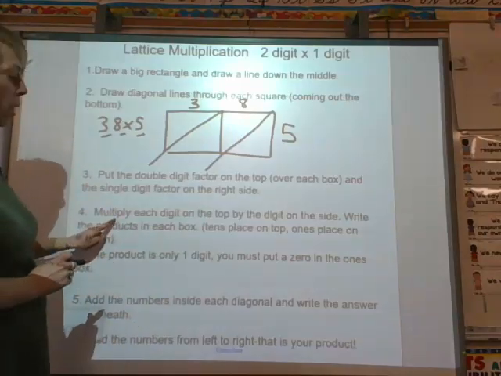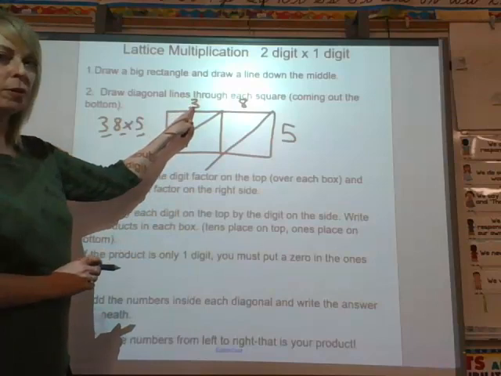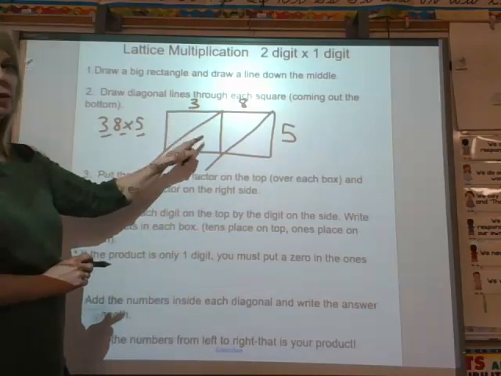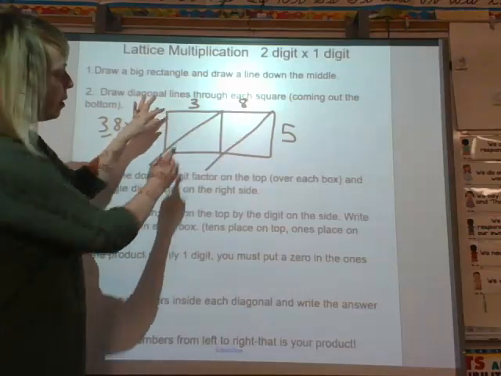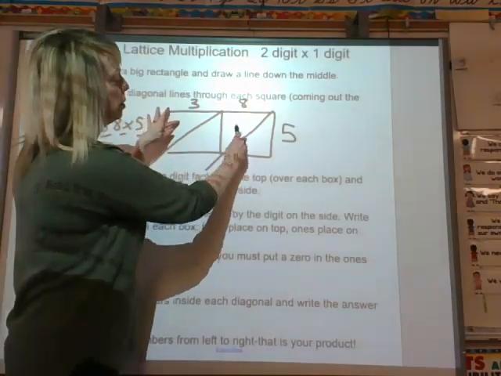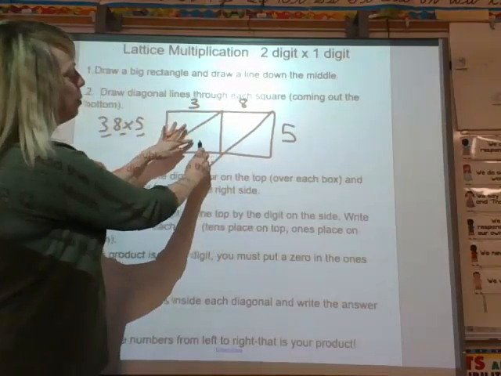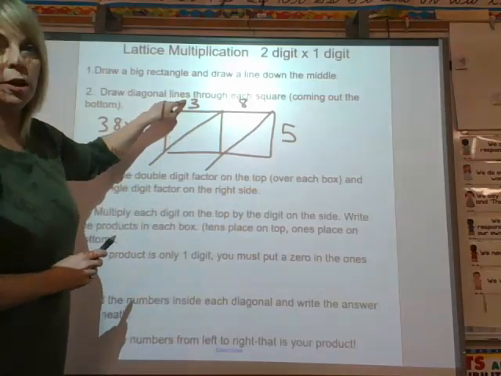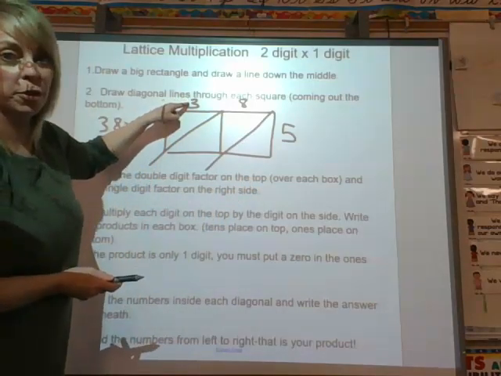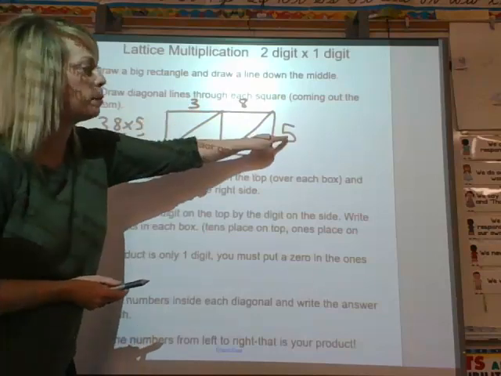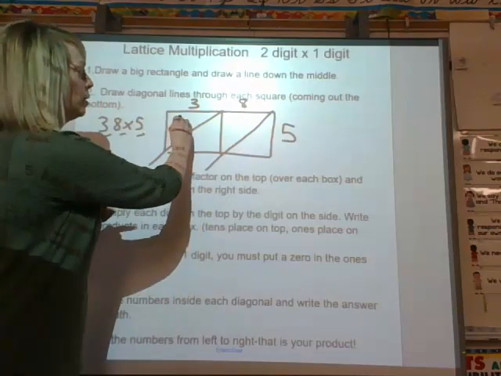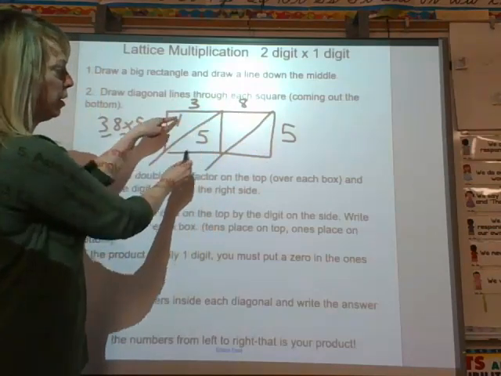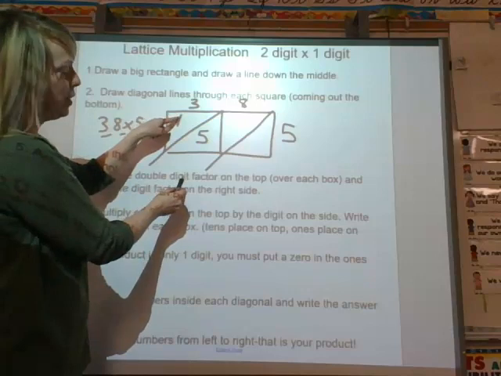Now, you're going to multiply each digit on the top by the number on the side, and then write the answer in the boxes over here. The top part of the box is for the tens place, and the bottom part of the box is for the ones place. We're going to start with our first number here, which is 3, which is really for 30, right? We're going to say 3 times 5 is 15. So I'm going to write the answer over here. 3 times 5 is 15: 1 ten and 5 ones.